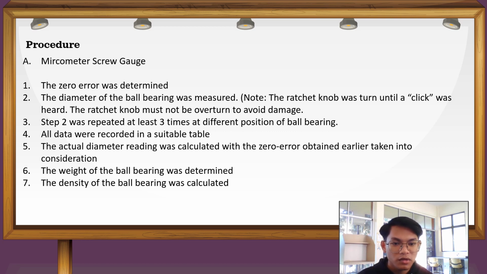So next, my name is Muhammad Hakimi and I will continue the presentation of the procedure. Procedure A is the micrometer screw gauge. The first step is the zero error was determined. The next is the diameter of the ball bearing was measured. Step 2 was repeated at least 3 times at different positions of the ball bearing. Next, all the data were recorded in a suitable table. Next, the actual diameter reading was calculated with the zero error obtained earlier taken into consideration. Next, the weight of the ball bearing was determined and also the density of the ball bearing was calculated.